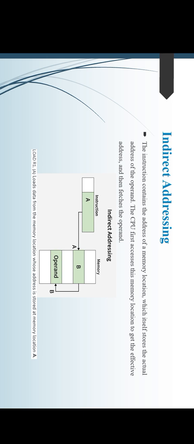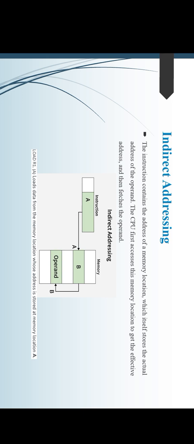Okay, next type is indirect addressing. In indirect addressing, the instruction contains the address of a memory location, which itself stores the actual address of the operand. The CPU first accesses the memory location to get the effective address and then fetches the operand.